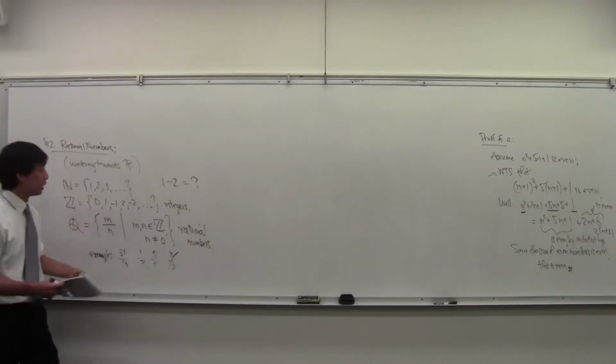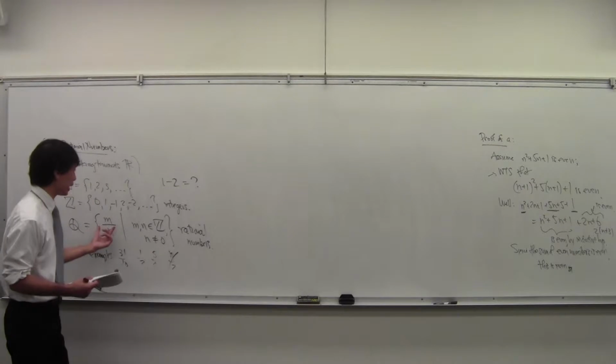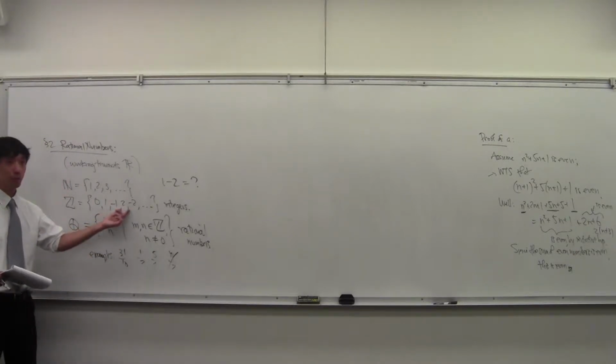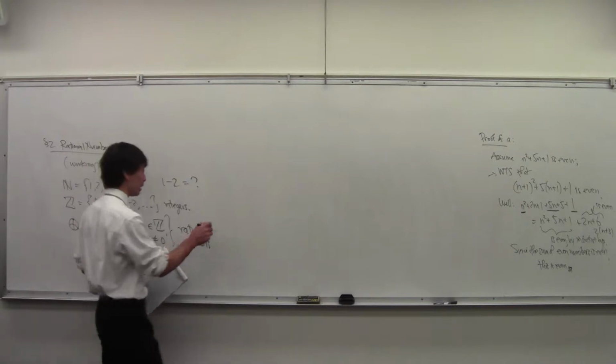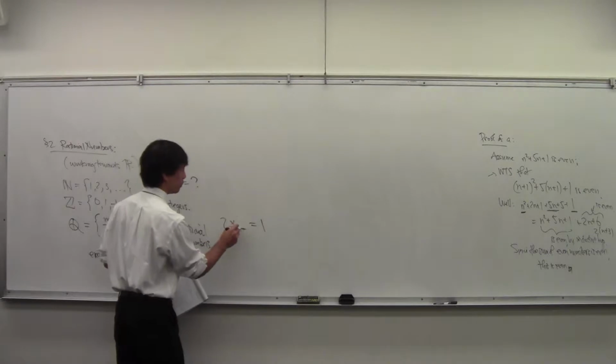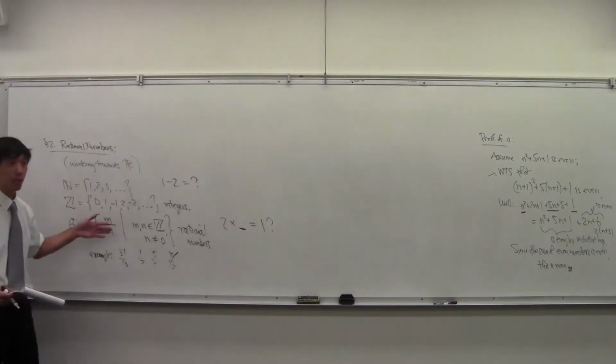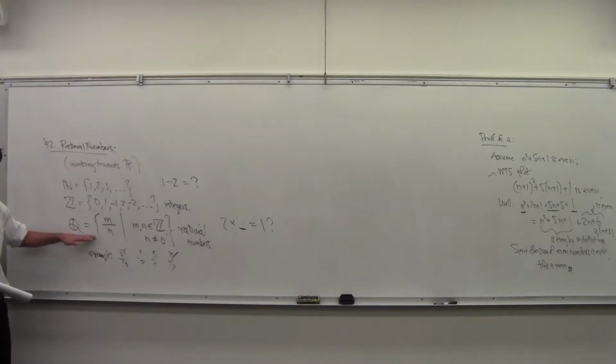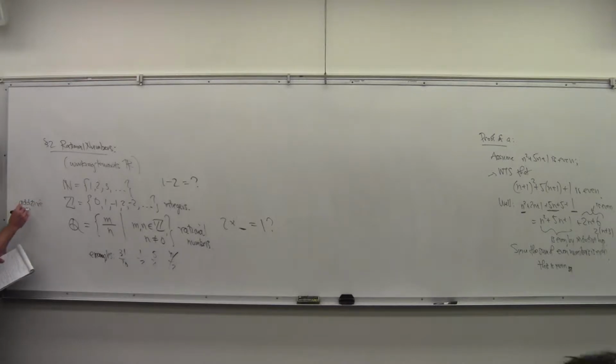And then for here, if I say something like 2 times what is equal to 1, there's nothing that solves that equation. But if you step up to the rational numbers, you get the multiplicative inverses. So here, what you're getting are additive inverses, and here what you're getting are multiplicative inverses.